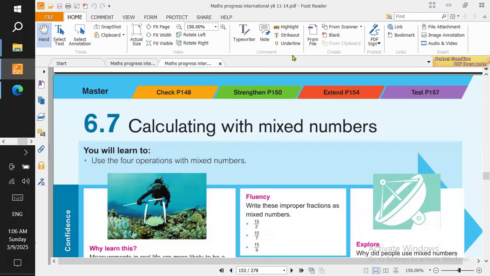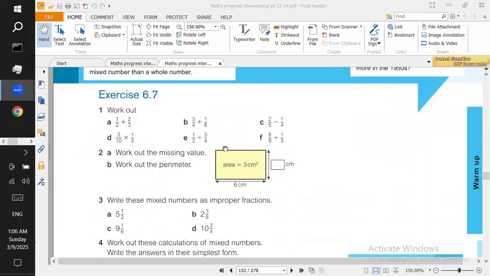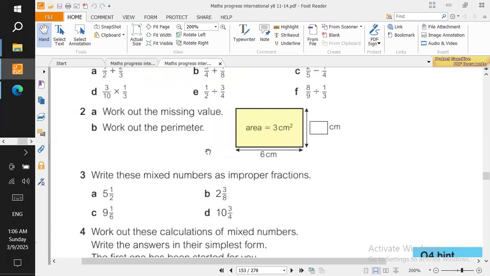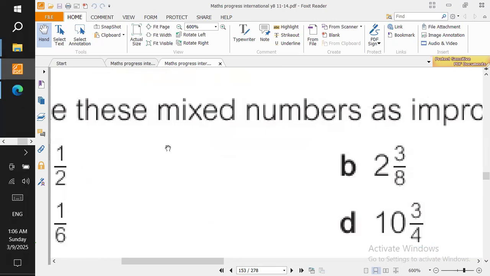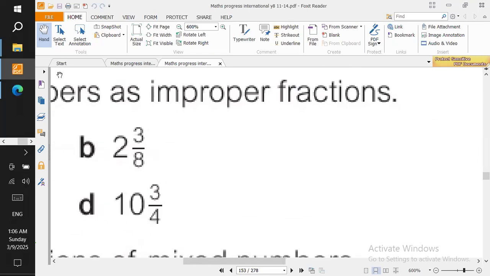In 6.7, we talk about calculating using mixed numbers. So we understand how to solve these problems: addition and subtraction of fractions, multiplying and dividing. Now we're going to work with mixed numbers. First, we're going to turn mixed numbers into improper fractions like we did before. Let's do both of these.